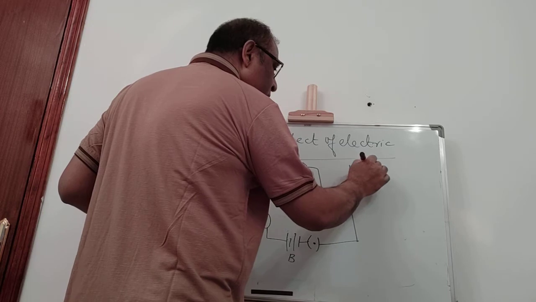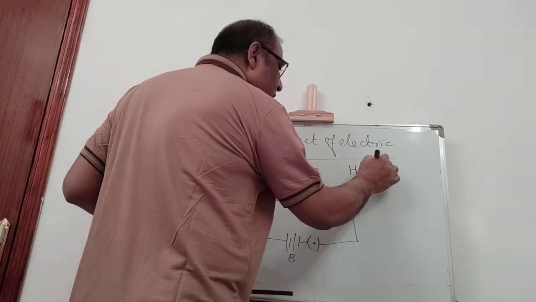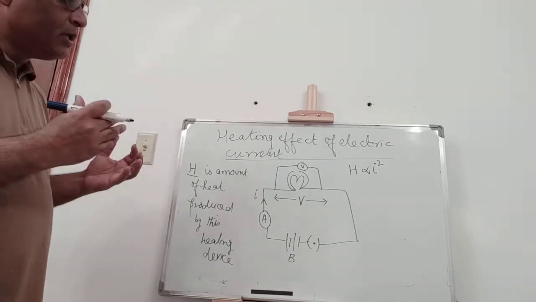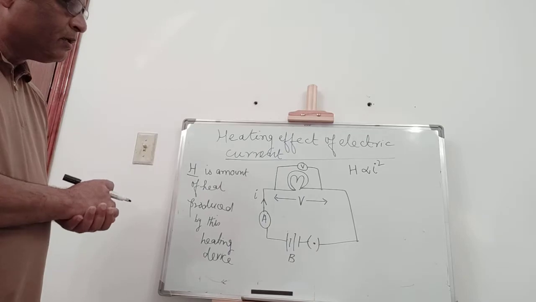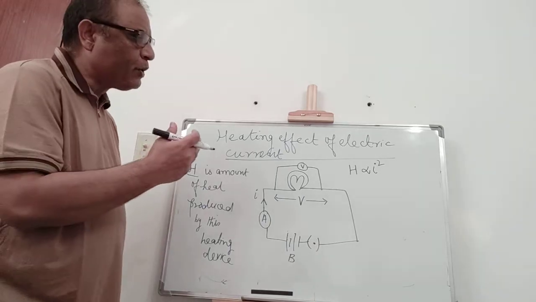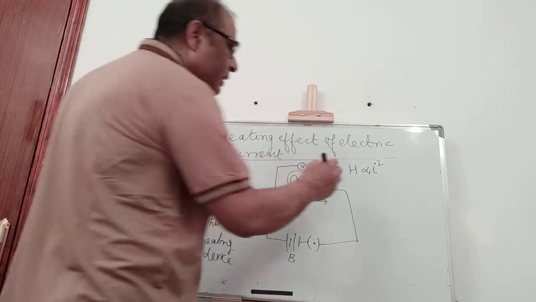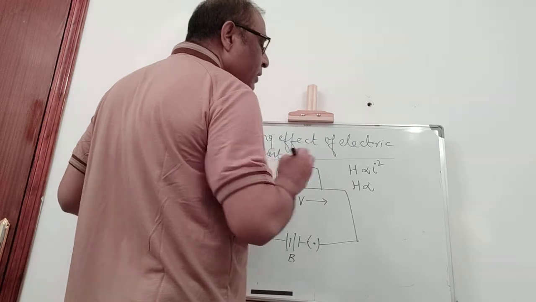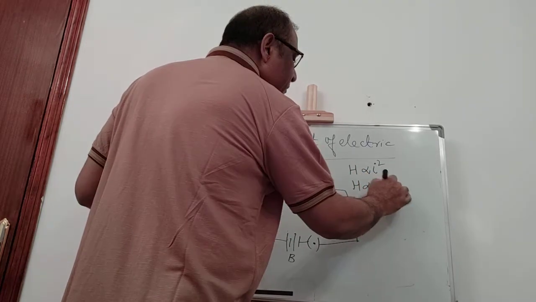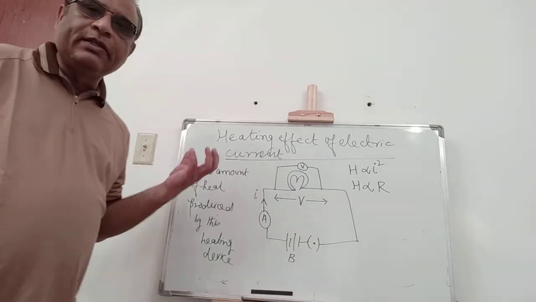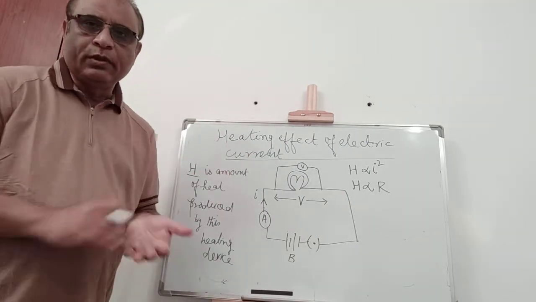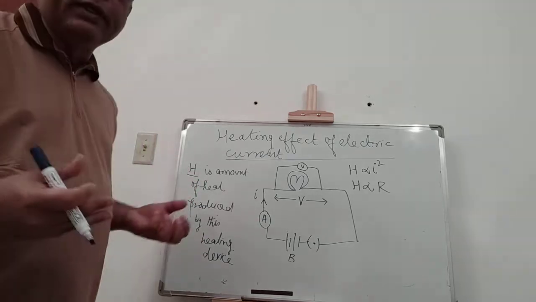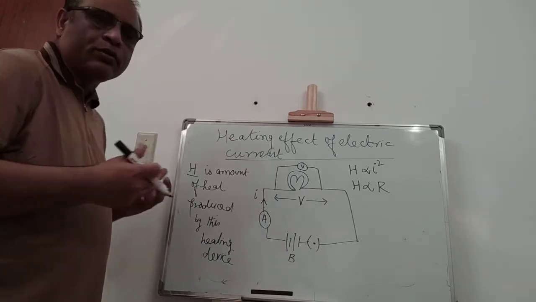the amount of heat produced, is directly proportional to the square of the current. It means H, that amount of heat, is directly proportional to the square of the current, and H is also directly proportional to the resistance. It means more resistance and more heat is produced. Nichrome wire has more resistance, so nichrome wire is used in producing heat because it can produce more and more heat.